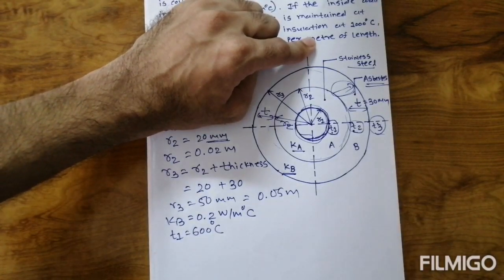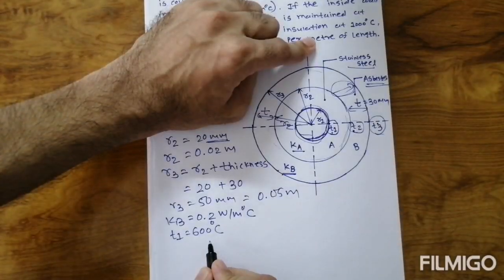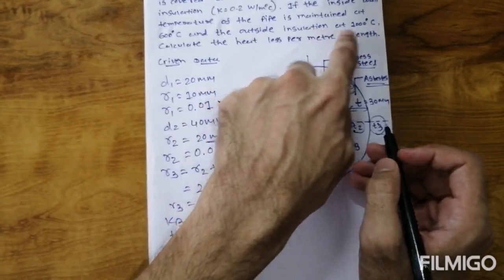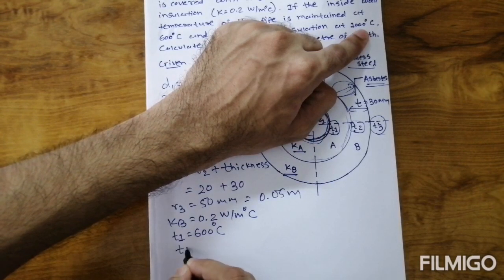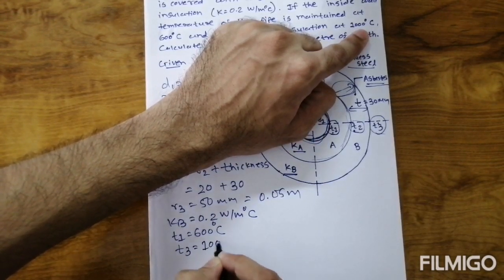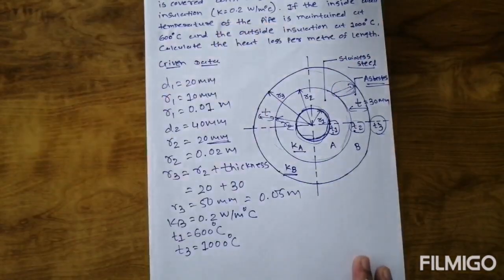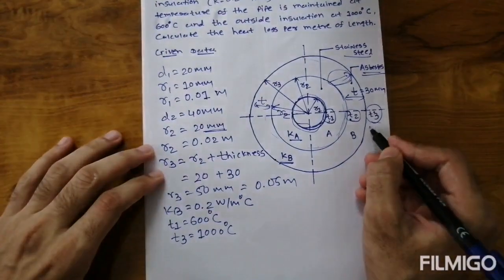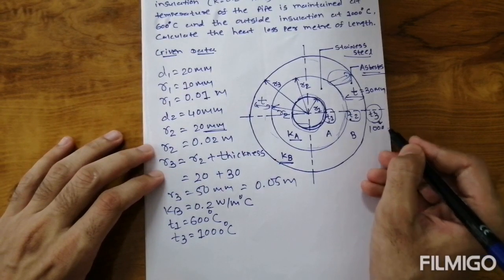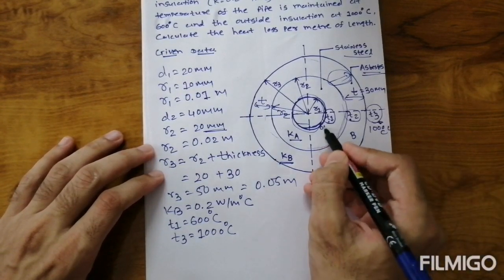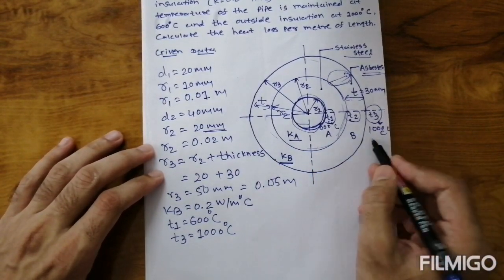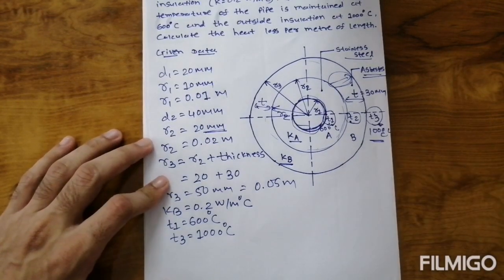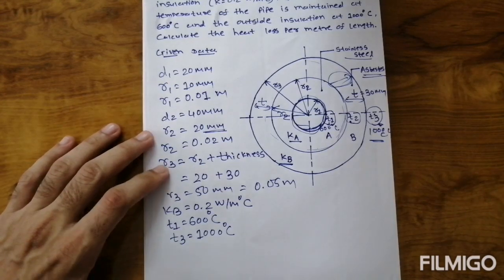It depends on the temperature. Okay, so T1 is equal to 600 degrees Celsius. Then how much is the outside temperature given? Outside of the insulation is at 1000 degrees Celsius. So T3 is equal to 1000 degrees Celsius. Now from that, you can see that the outside temperature of 1000 is given and the inside temperature of 600 is given. So which one is maximum? Outside is maximum. So heat is transferred from outside to inside.